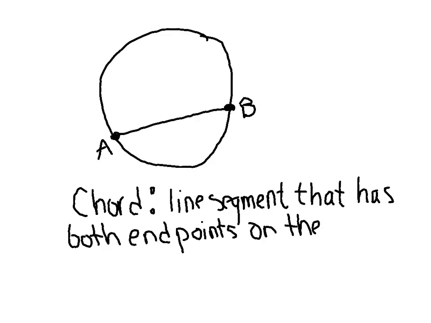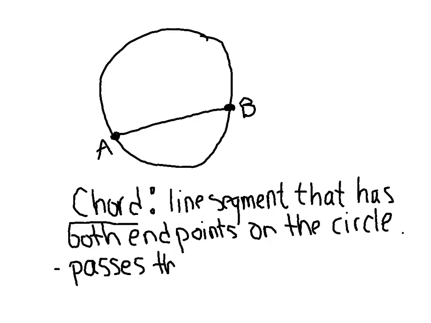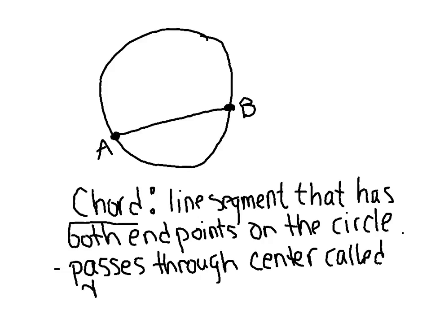on the circle. If by chance it does go through the center, it's called the diameter. So normally it doesn't pass through the center, but it may. If it does pass through the center, it's called the diameter. But normally it doesn't. The main thing you need to remember is that the endpoints are on the circle. So this is what it would look like if it was the diameter.